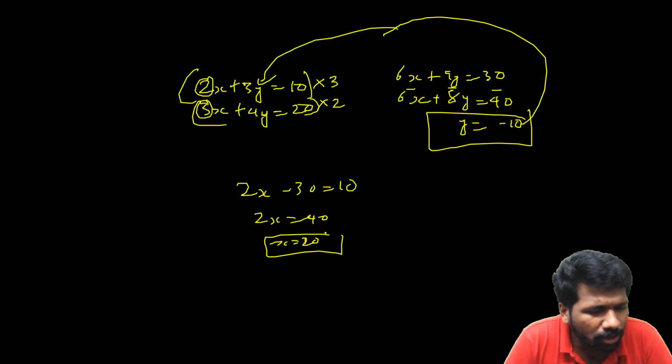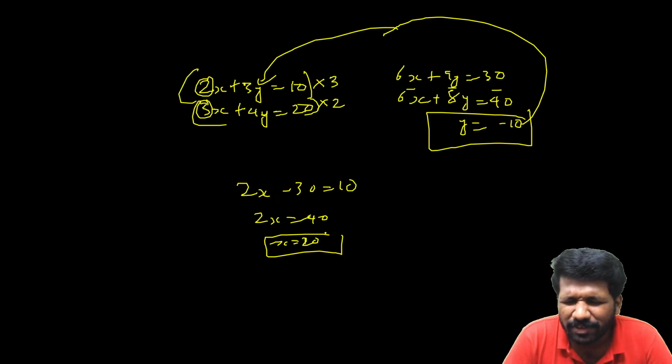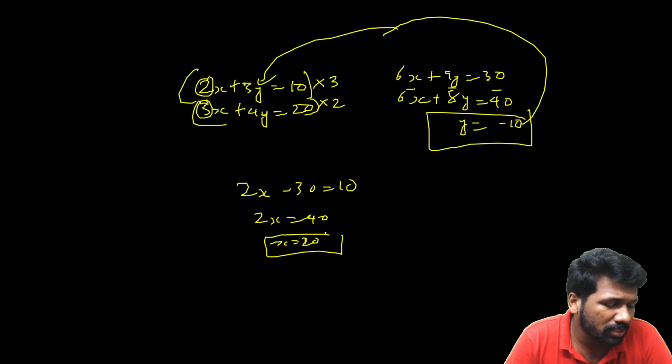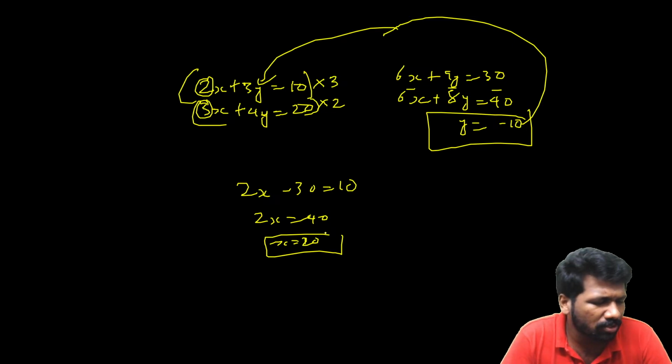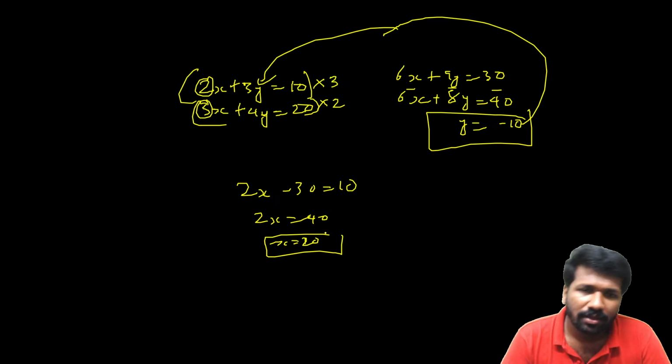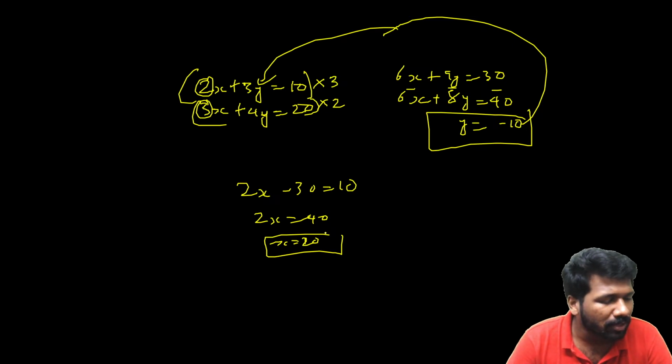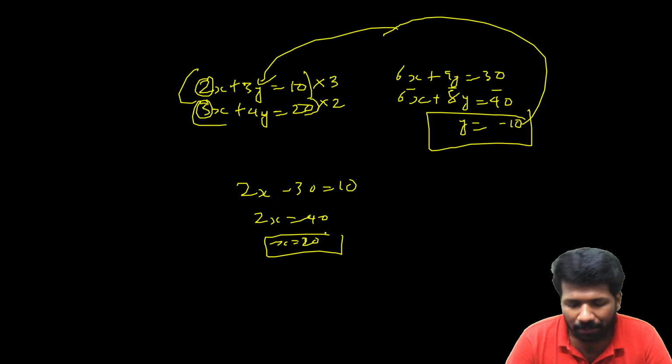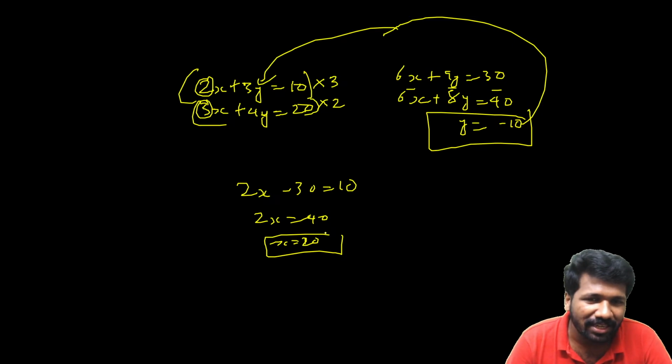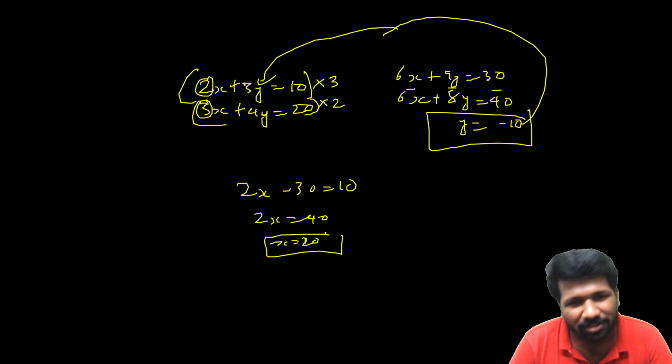There is a third method called cross multiplication. If elimination and substitution are clear, I think cross multiplication is not very necessary. But if you are more flexible with cross multiplication, that is also okay. But let me tell you frankly, not many questions need this. Most of the questions you can do the other way, but this is not necessary. That is the whole point.